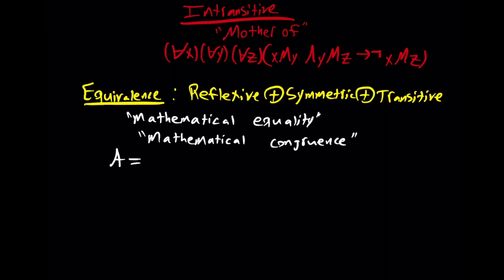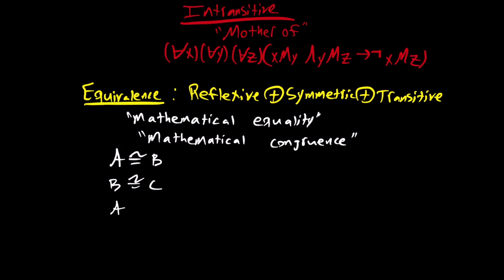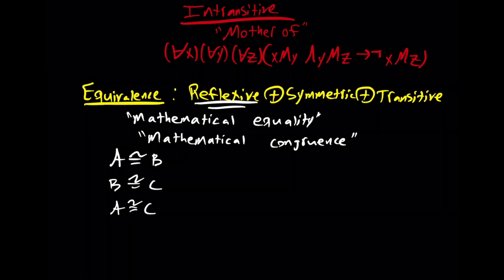So if A is congruent with B and B is congruent with C, it follows that A is congruent with C. Now, when we're thinking about this mathematical congruence, note that first it is reflexive because every shape is congruent with itself. Moreover, if shape A can be perfectly moved to match shape B, then shape B can be moved to perfectly match shape A. Hence, it's symmetric. Finally, if A is congruent with B and B is congruent with C, then A is congruent with C, so it's transitive. So equivalency combines those three types of relations.